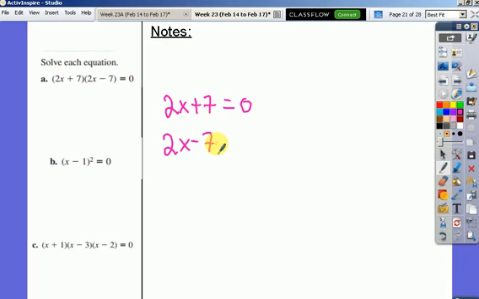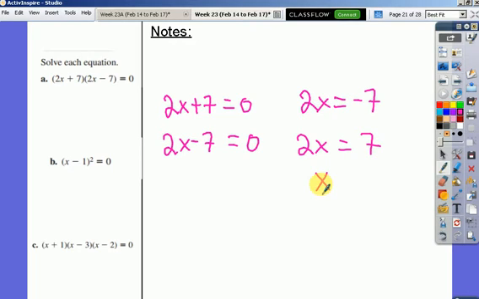So I subtract 7 and I add 7. So I have 2x equals negative 7. And I have 2x equals positive 7. And then I do what? Divide by 2, divide by 2, I get x equals negative 7 halves, or x equals positive 7 halves. That's not a repeated root.